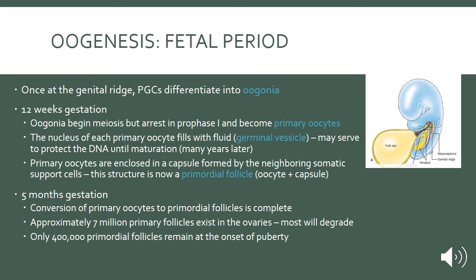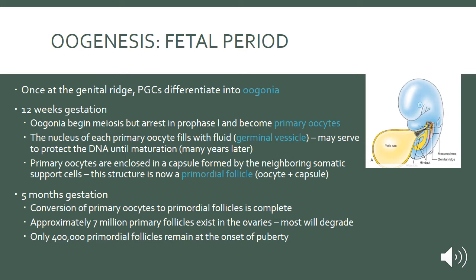Okay, so in more detail, the process starts the same way that it does for sperm. The primordial germ cells migrate out of the yolk sac, they reach the genital ridges, they differentiate into what are called oogonia. Okay. At 12 weeks gestation within the fetus, the oogonia begin meiosis, but they arrest fairly shortly after they start in prophase 1, and now they're called primary oocytes.